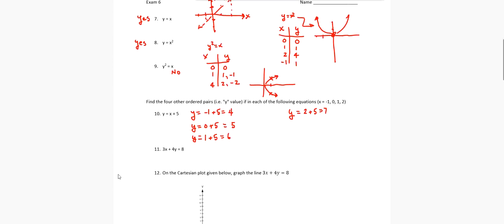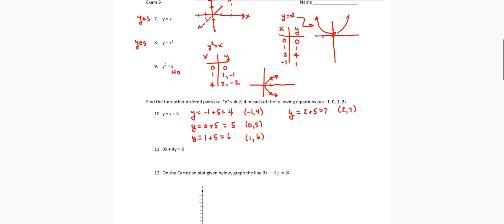So you have to write the point pair down. Just solving these equations isn't enough. So we have -1, 4 here. So these are the answers now. And we have 0, 5 here. And then we have 1, 6, and finally 2, 7. So these four ordered pairs are your four answers for this one.